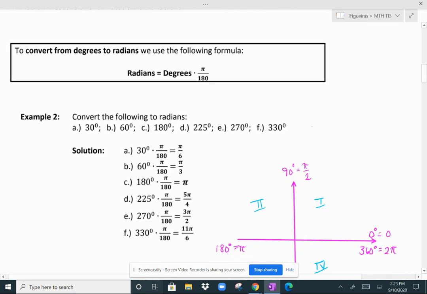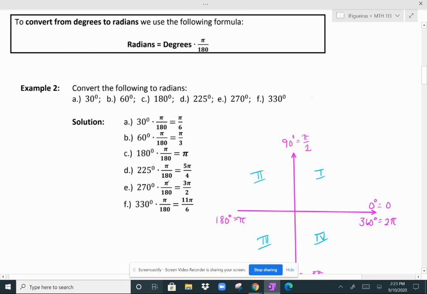So here's our calculation. I have 30 degrees times pi over 180. The 30 goes into the 180 6 times, so you get pi over 6. Then we have 60 degrees times pi over 180. The 60 goes into the 180 3 times, so you're left with pi over 3. 180 degrees converted to radians: well, the 180s cancel, so you're left with just pi radians.